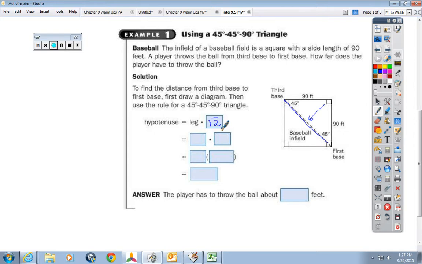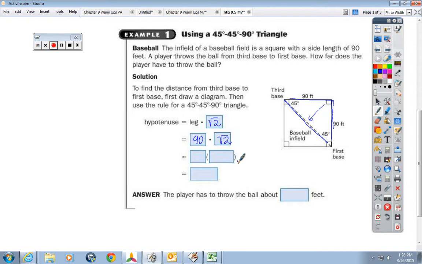So what we're going to do is, do we know how long the leg is? Did they tell us how long the leg is? How long is the leg? 90. Okay? So we're going to take 90 times the square root of 2. And I actually told you wrong. They do want you to simplify the square root of 2. When you get to higher level math, they're going to let you write your answer just like this. Now, this year, they want you to go ahead and simplify it. So, how do we find the square root of 2?